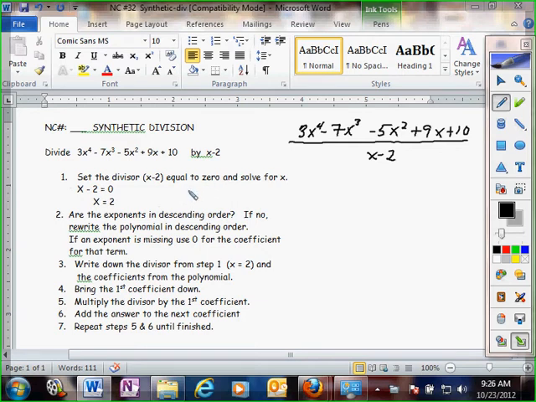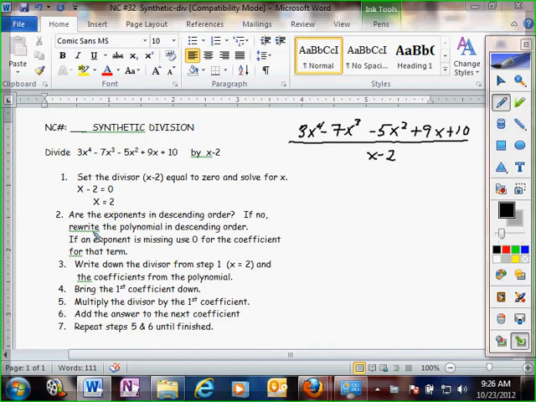First, set the divisor, x minus 2. The divisor is what's on the bottom, what's in your denominator. Set it equal to 0 and solve for x. When I set x minus 2 equal to 0 and solve for x, I get that x equals 2. That's the first step.